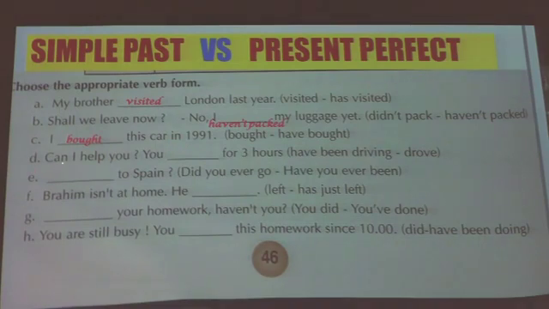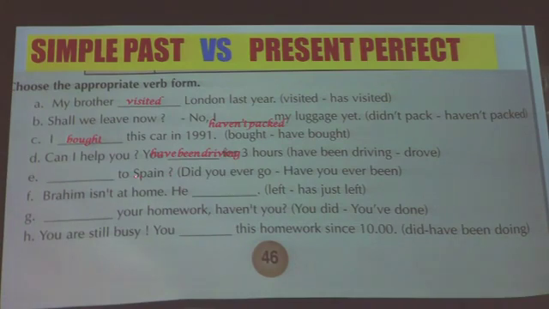Yes, here D: can I help you? As I told you before, this indicator, for. Whenever we have for, and the for indicates time in the past, we use the present perfect. And here it's the present perfect continuous. Have, auxiliary, and be, another auxiliary. This is to have, this is to be. And the present participle form of the verb to drive.